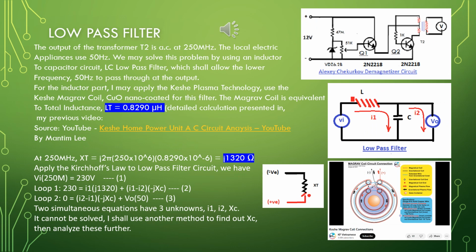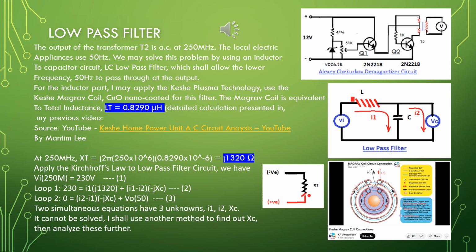Low-pass filter. The output of the transformer T2 is AC at 250 MHz. The local electricity appliances use 50 Hz. We may solve this problem by using an inductor to capacitor circuit, the LC low-pass filter, which shall allow the lower frequency, 50 Hz, to pass through at the output.